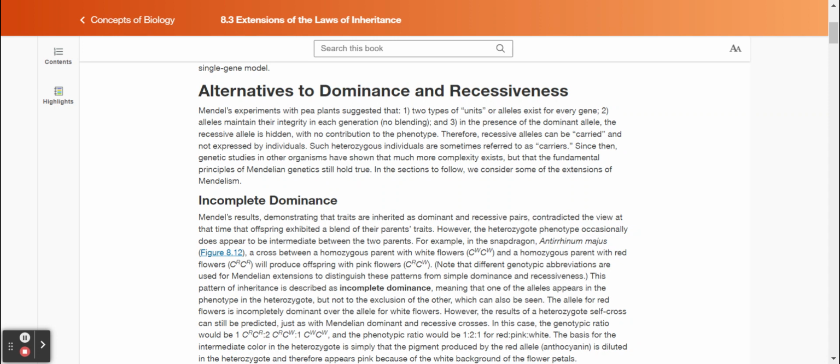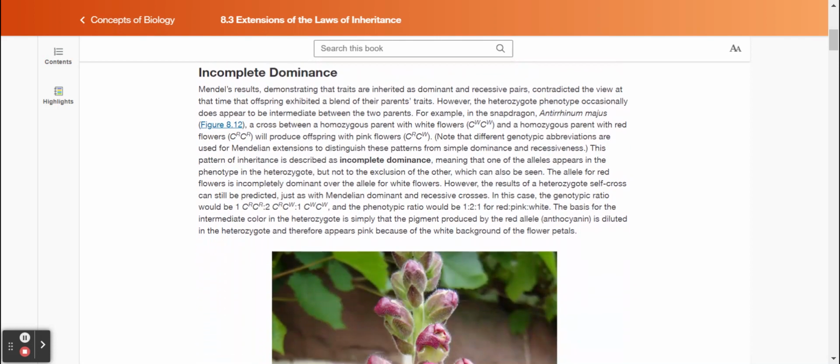Since then, genetic studies in other organisms have shown that much more complexity exists, but that the fundamental principles of Mendelian genetics still hold true. In the sections to follow, we consider some of the extensions of Mendelism. Incomplete dominance. Mendel's results, demonstrating that traits are inherited as dominant and recessive pairs, contradicted the view at the time that offspring exhibited a blend of their parents' traits.